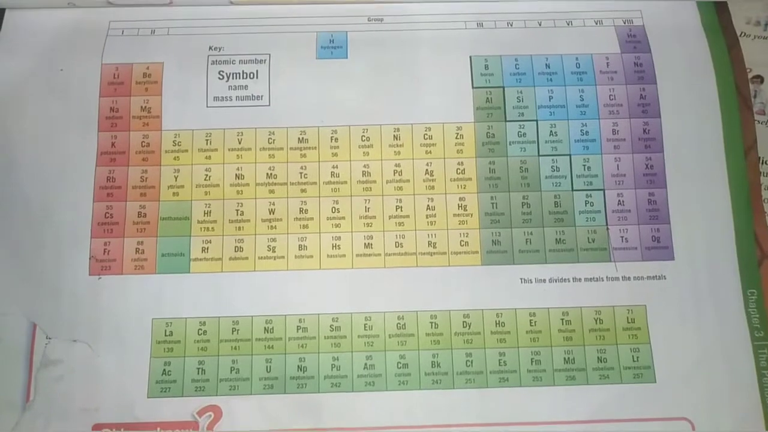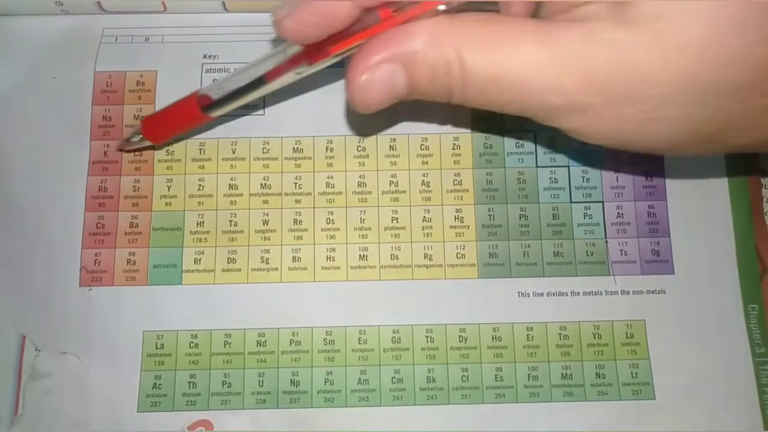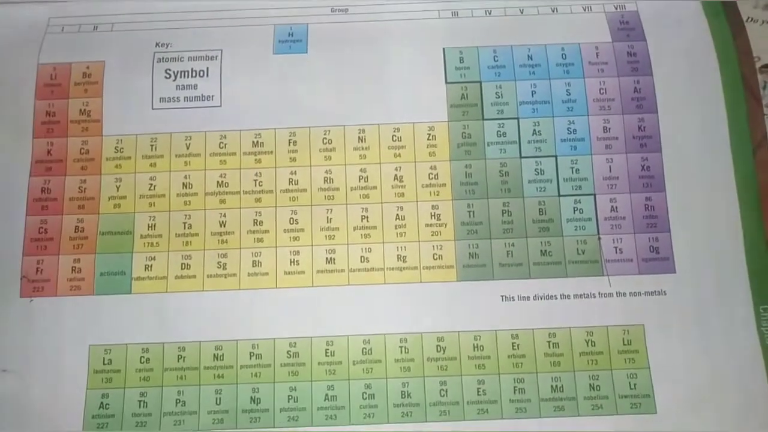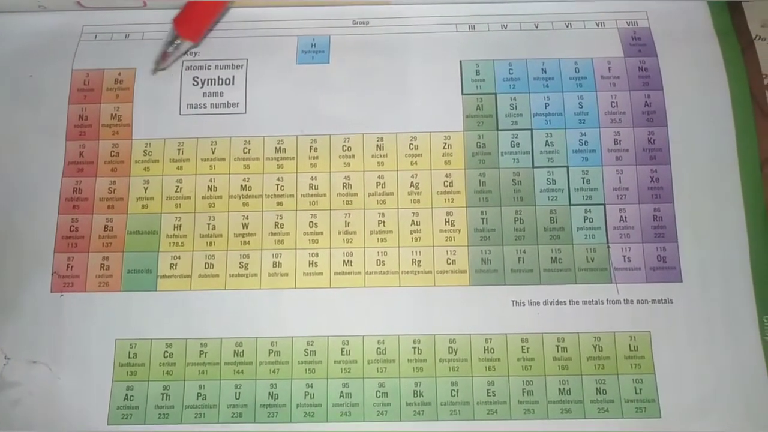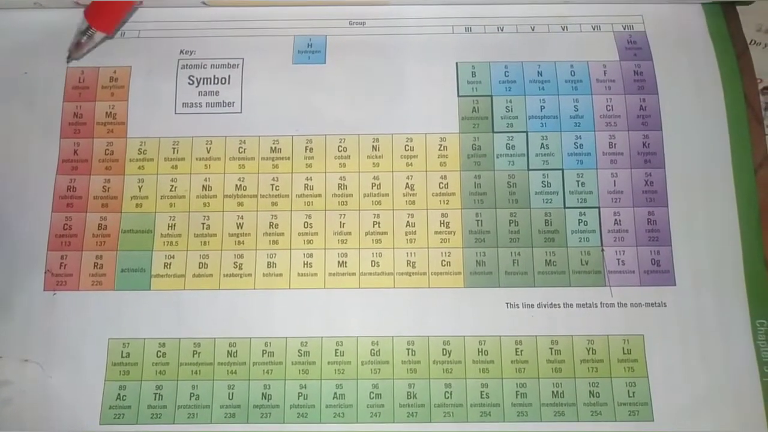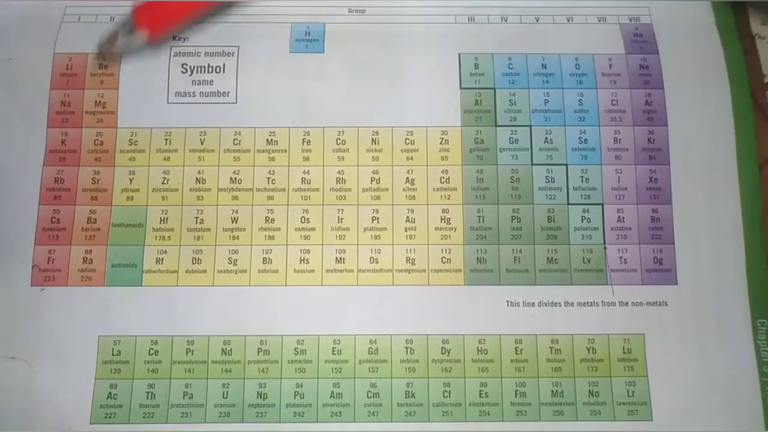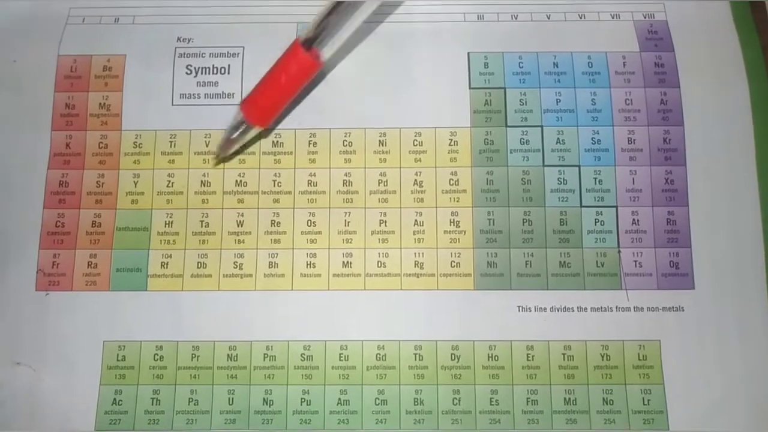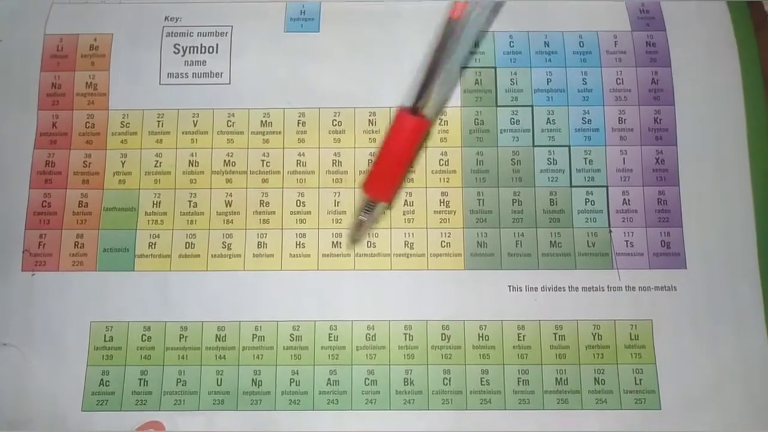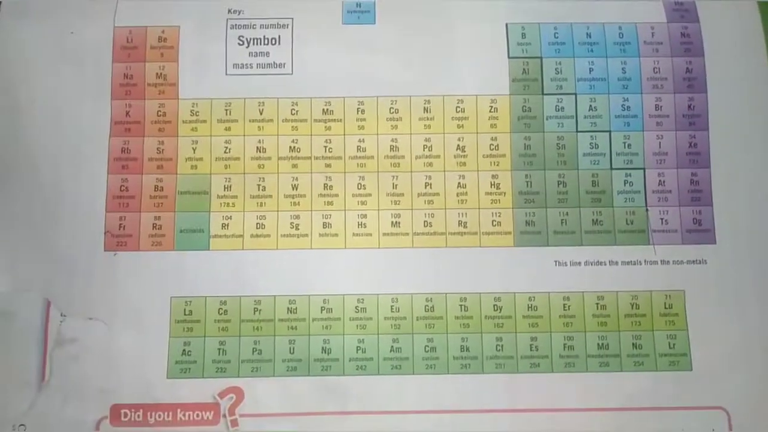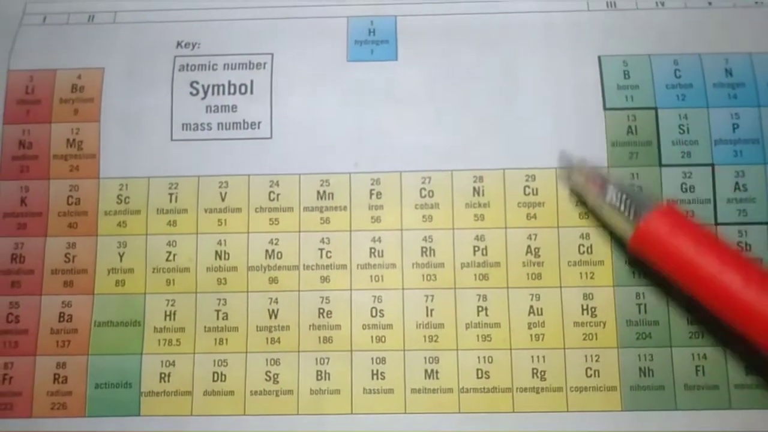The periodic table consists of 7 horizontal rows, and these 7 horizontal rows are known as periods. The first period consists of 2 elements, the second and third periods consist of 8 elements each, the fourth and fifth periods consist of 18 elements each, the sixth period has 32 elements, and the 7th period also has 32 elements. Notice that hydrogen is out of the main periodic table because it does not fit in any particular group.